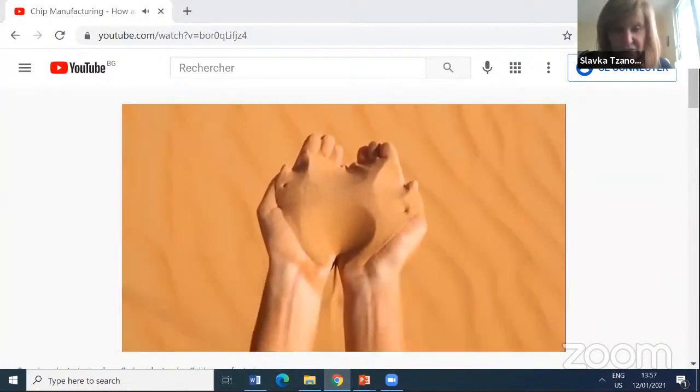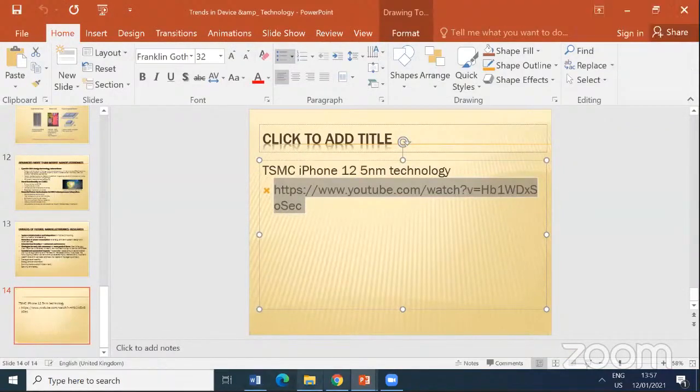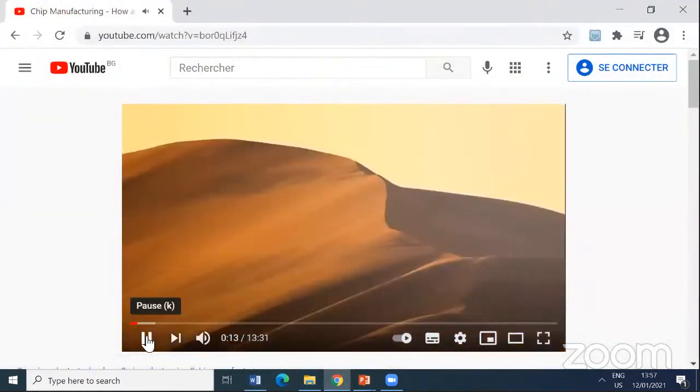All chips start out with a very simple raw material, sand. Sand is primarily made up of silicon dioxide or silica. Silica.